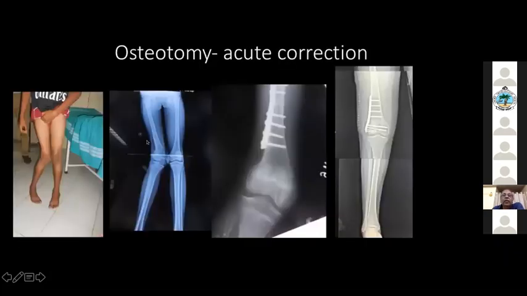So this is one in which we did the osteotomy. This was done years back. But nowadays we have got very good plates for doing this osteotomy. This is the one which we did last week actually. We got an excellent correction. You should know how to correct this.